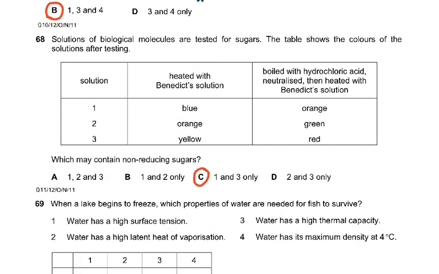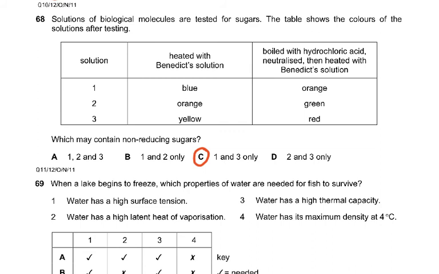Then coming to 68. Solutions of biological molecules are tested for sugars. The table shows the colors of the solution after testing. One is blue to orange. So blue means no reducing sugar. Orange means non-reducing sugar. Orange and green, so this had more of the reducing sugar, and then less. The sucrose was present, but it was much lesser than this one. The 2-1 yellow and then red. So this yellow means slight reducing sugar and red means a lot of non-reducing sugar. So which may contain non-reducing sugar is 1 and 3.